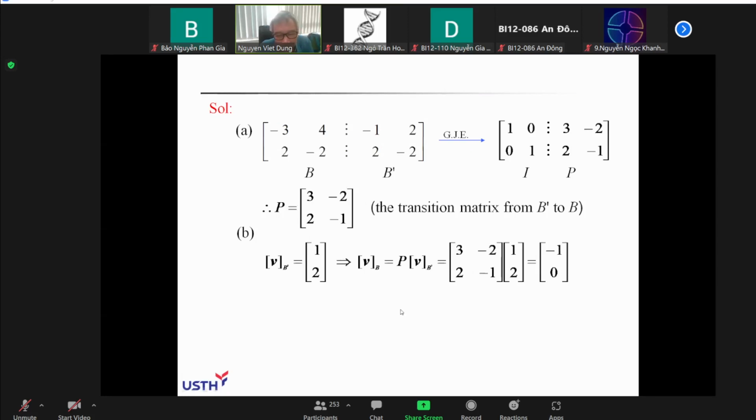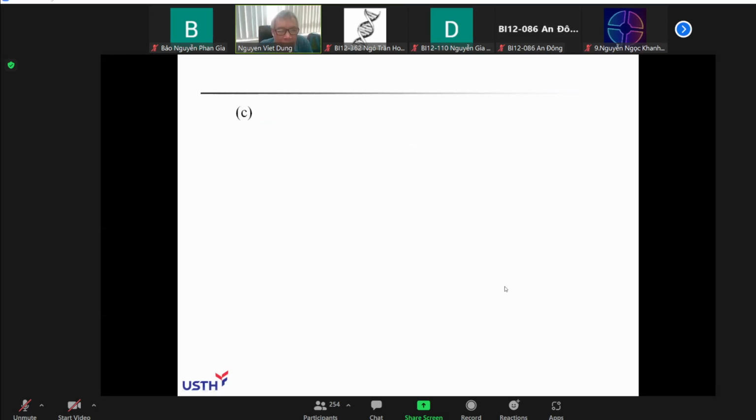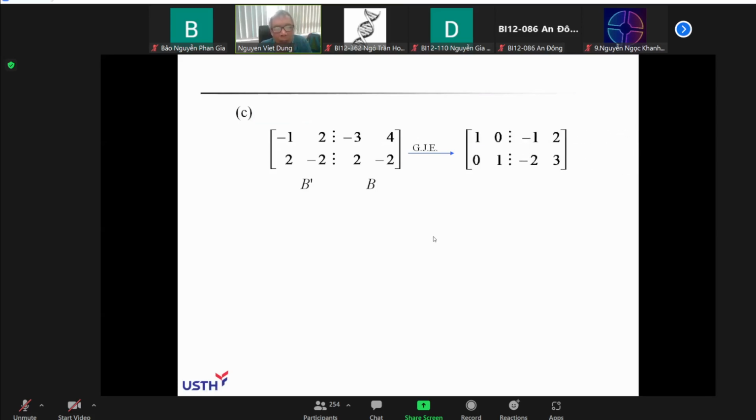So that is the reason we need to find it. And you can verify that [V]B prime and [V]B are that one by your hand calculation. And the last one, the number C, how can you do it? Just now we can change. Now we put B prime here and B here, and once again apply Gauss-Jordan elimination, we get that one.